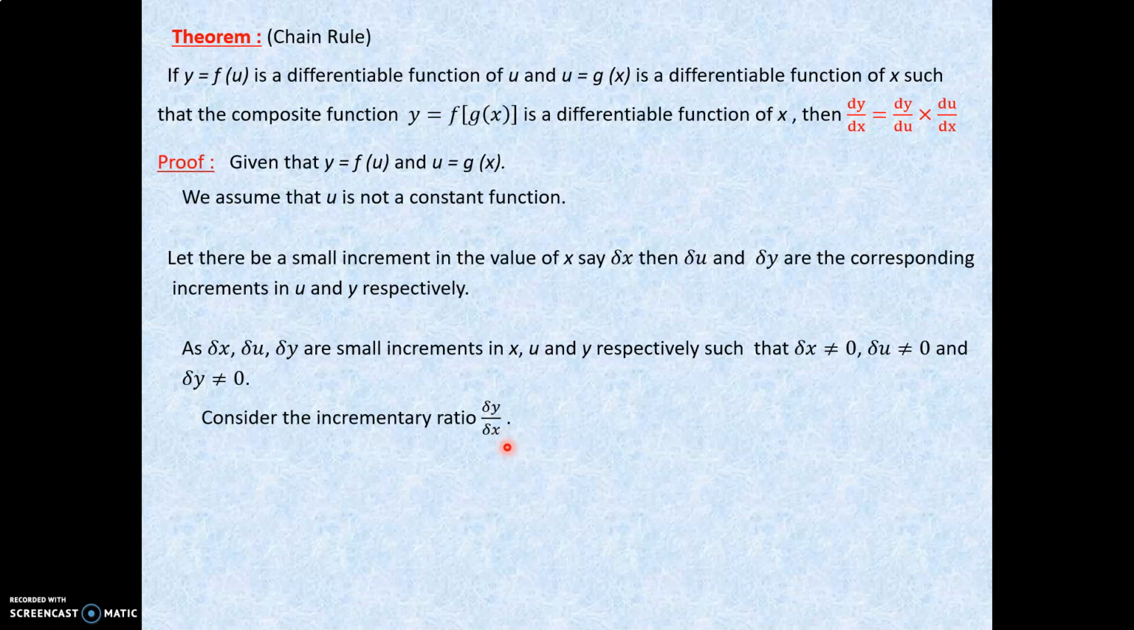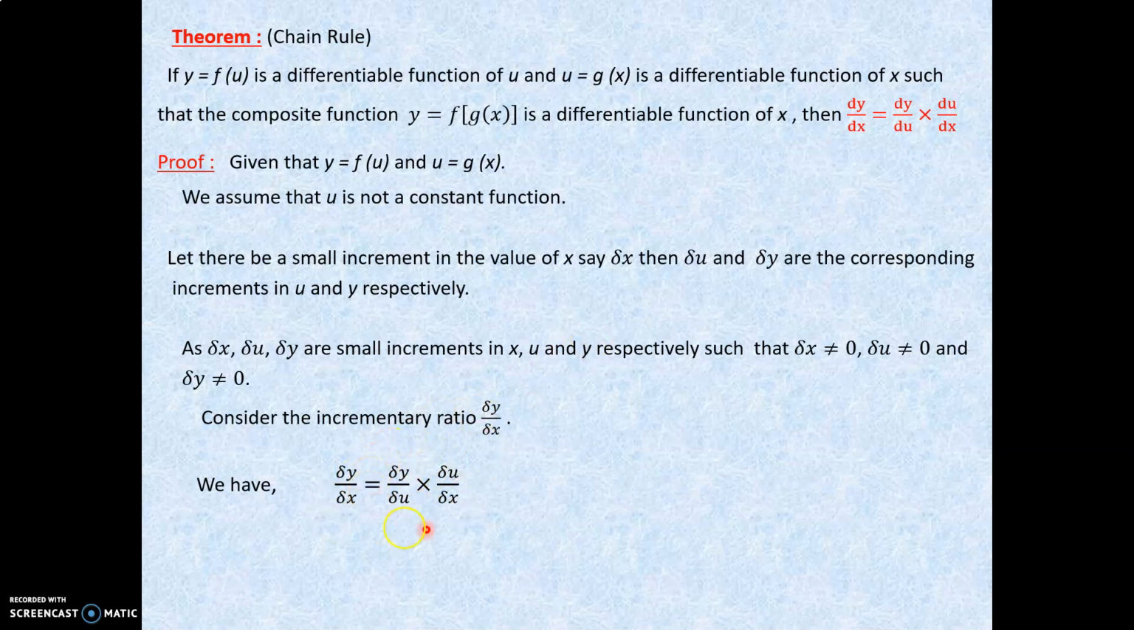So here we are considering this ratio, then you will take the limit value on both sides of this ratio, then you will get the result. For that we have to consider it this way. So we are considering the ratio delta y upon delta x, and this can be written as delta y upon delta u into delta u upon delta x. The meaning is the same, both sides are the same.